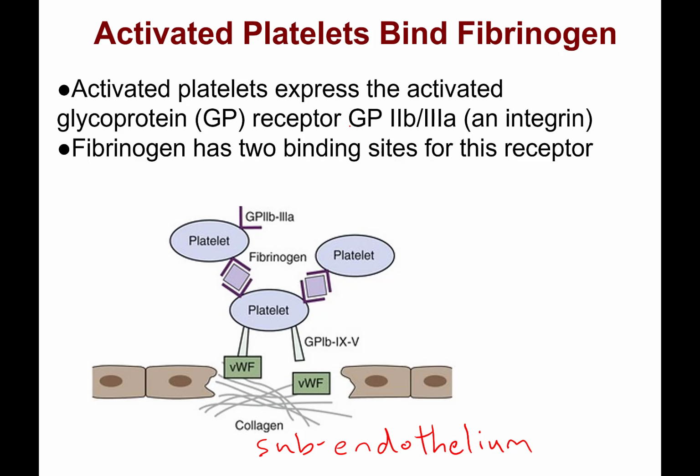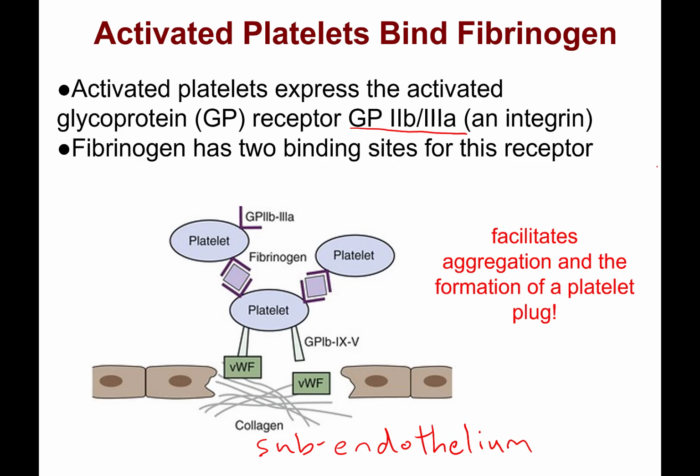They also have this other integrin, GP2b3A, that binds to fibrinogen. And here, what you see is that one molecule of fibrinogen can bind to two platelets. So that's going to facilitate the aggregation of platelets and the formation of a platelet plug.